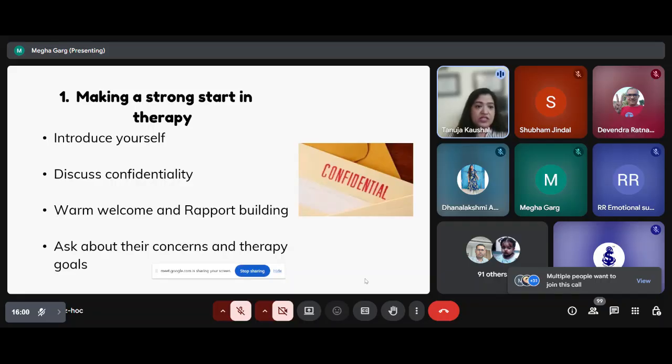We also ask in the first session, okay, we are here, tell me what difficulty you are facing, what is the concern, what are you here for. Simply you ask the chief complaints. So this is what we usually do in the first session.